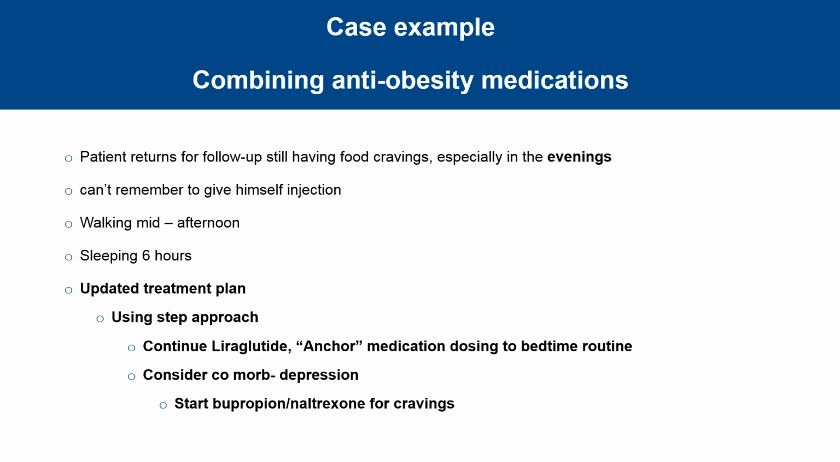And so our updated treatment plan for this patient is we're going to continue the liraglutide because it is helping. And we counsel the patient on maybe anchoring it to something he already does in the evening, say brushing his teeth. Maybe before or after he brushes his teeth, he gives himself the injection. And then maybe we start naltrexone bupropion for his food cravings, also noting he has a comorbid condition of depression. So that combination may help him.